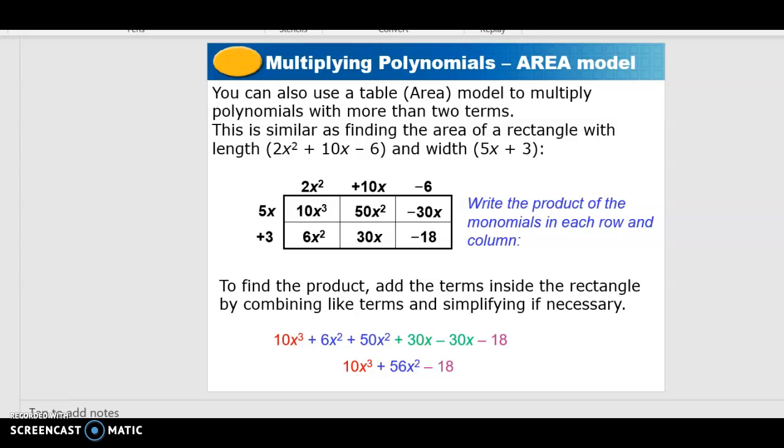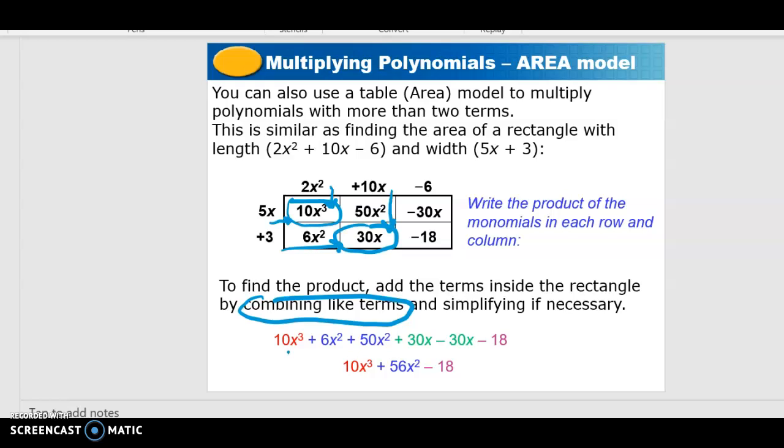Please notice that this box right here is 10x cubed, which is the same as 2x squared times 5x. That gives us 10x cubed. How about this one? 30x was the same as 10x times 3 to give us 30x. So you're moving these things down and across and multiplying them. Once you get them all, then you add them. It says combine like terms. We are adding like terms.